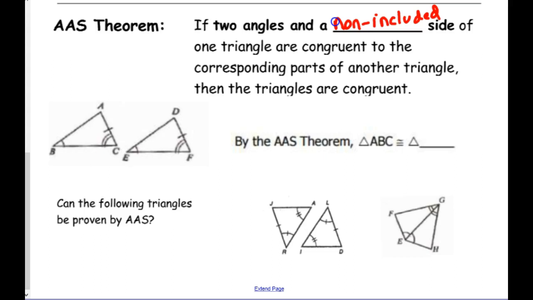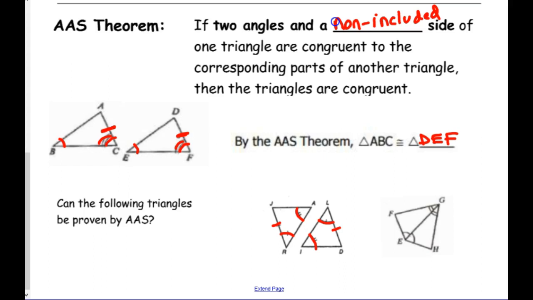Okay, so this is what it looks like. I got an angle, got another angle, and the side is out here. Does everyone see how the side is not between them this time? It's after it. So if you were going around the edge, it'd be angle, angle, side. So ABC is congruent to triangle DEF. And let's look at these examples. Are these angle, angle, side? So right here I got angle, angle, side. So that one is a yes, right?